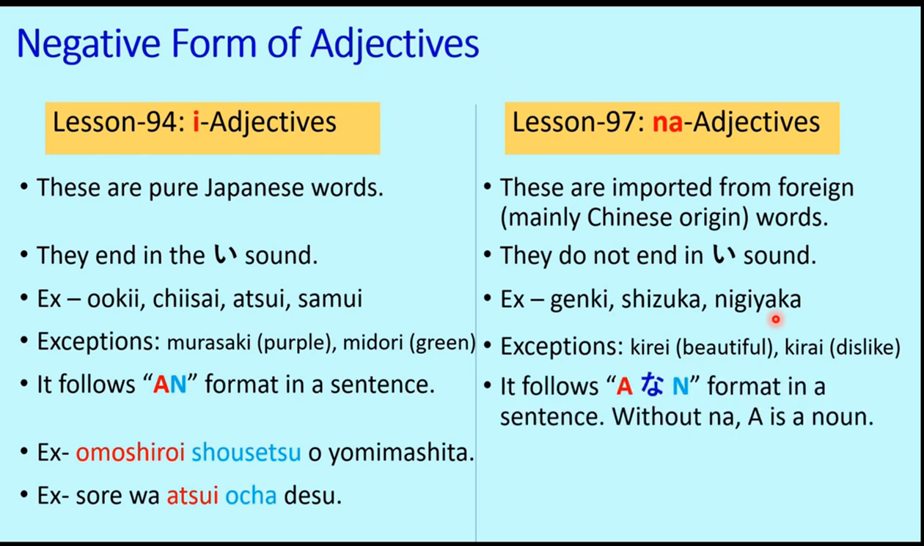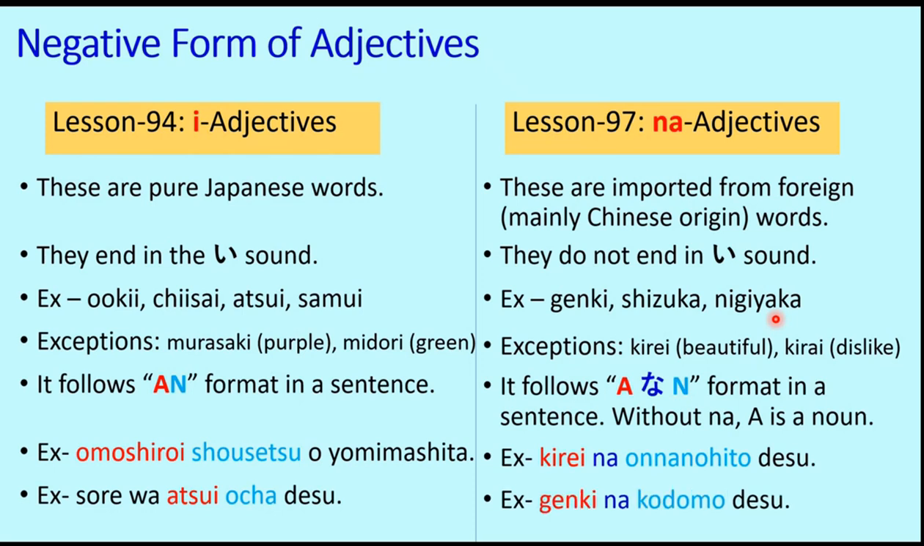But in the case of na adjectives, there is the na sound between the adjective and the noun. That is, the na character joins the adjective with the noun. Kirei na onna no hito desu. That means beautiful woman. Similarly, genki na kodomo desu. Healthy child. So in this way, we can differentiate between the i adjectives and the na adjectives.